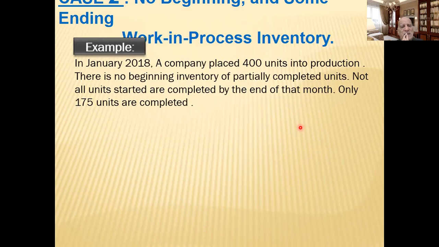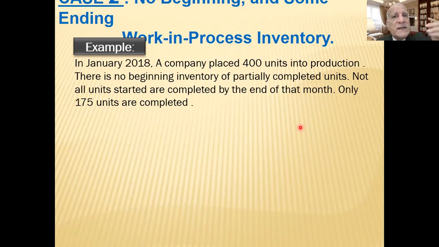Assuming that in January 2018, a company placed 400 units into production, and there is no beginning inventory of partially completed units at the beginning of the period. Not all units started, which were 400, not all of these units are completed by the end of the month. Only 175 units are completed. And what about the rest?